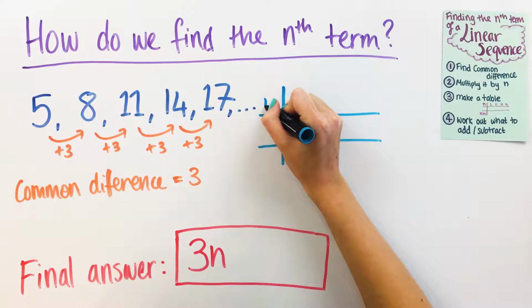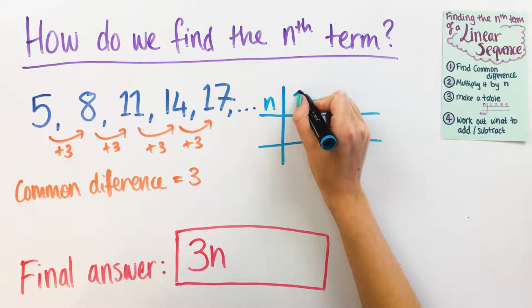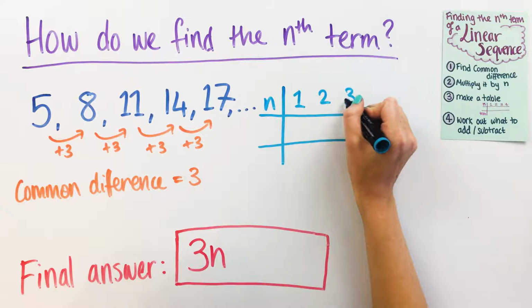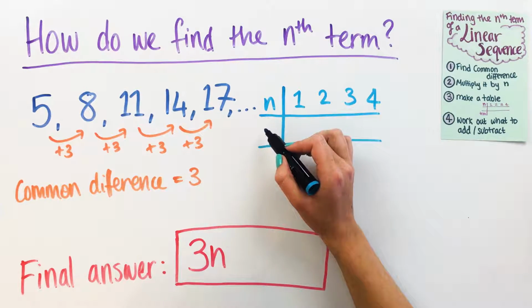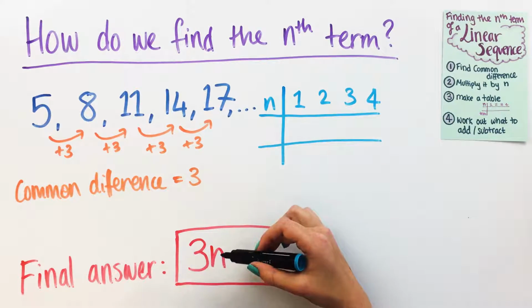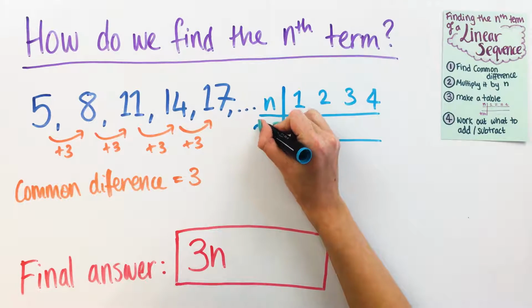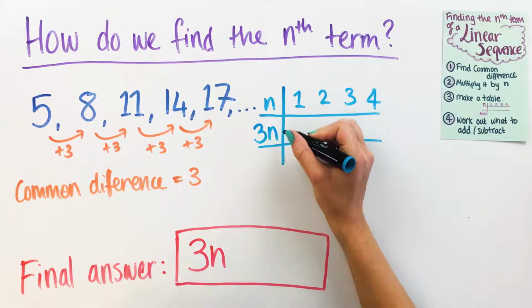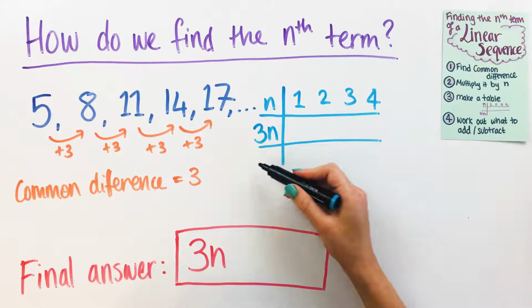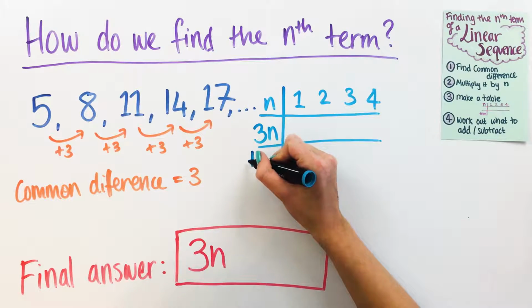In this corner we write n. Next to it we write 1, 2, 3 and 4. Then for the middle row, here we write the part of the final answer we already have, so 3n, the common difference times n. Then for the bottom row, here we write term.